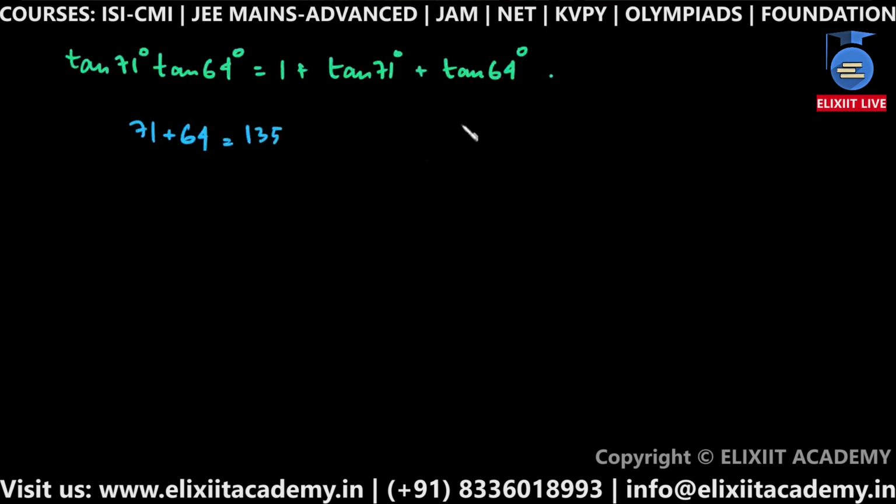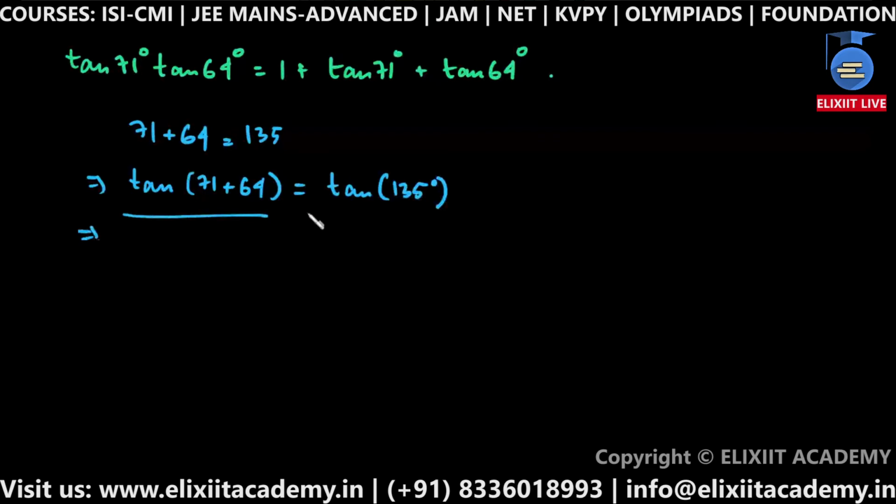What is tan 135? Tan 135 is a common angle, which is 180 minus 45. That is tan of pi minus 45, which is minus tan 45, which is minus 1. So next, you can simply take tan on both sides. So we have tan of 71 plus 64, and this is tan 135. Tan 135 is minus 1.